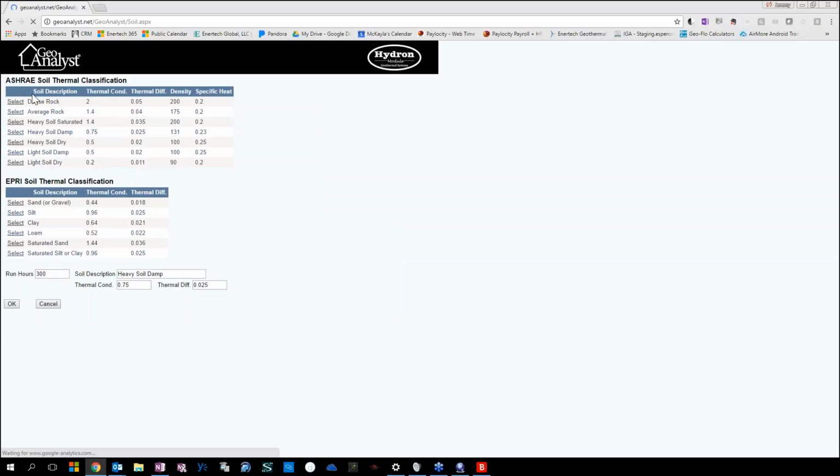All right, now we have ASHRAE soil thermal classifications listed here, which are usually the ones that I select. And here are your different options. Notice that you have thermal conductivity, diffusivity, density, and the specific heat. If you have any of those details, this is where you can try to match up one of these titles with the details that you've been provided. But what I know is that most directional bores in Iowa are in heavy damp soil. So that is the one I'm going to select.